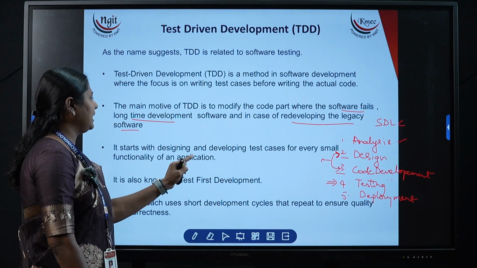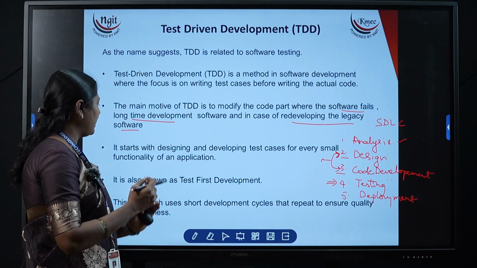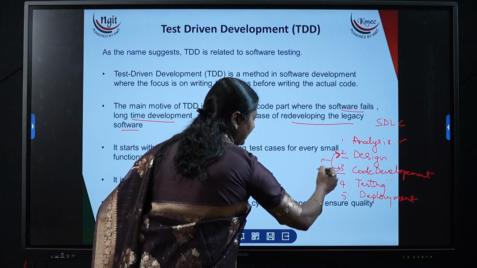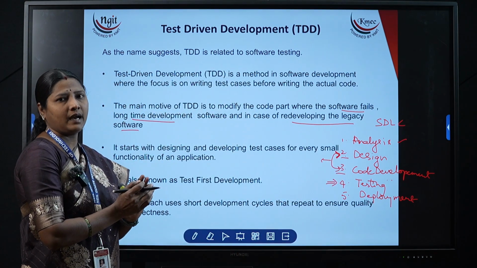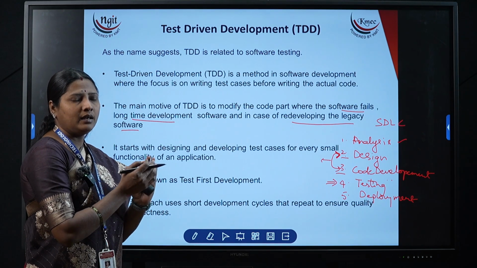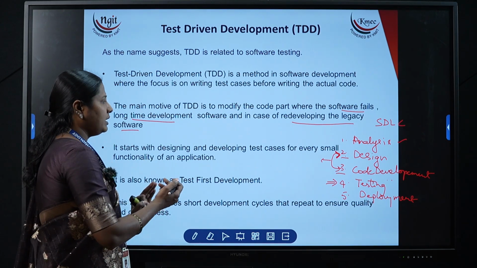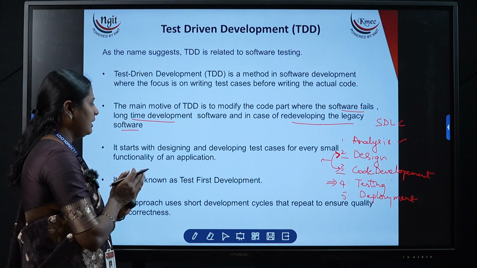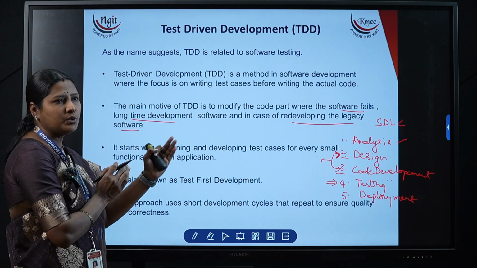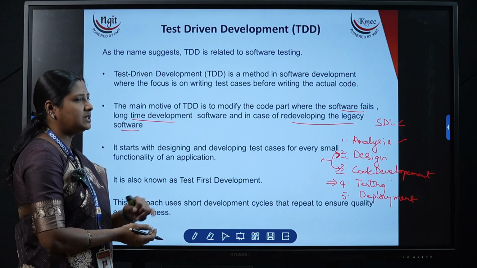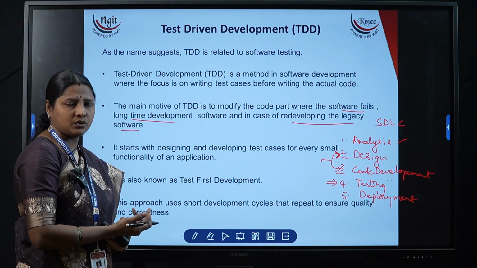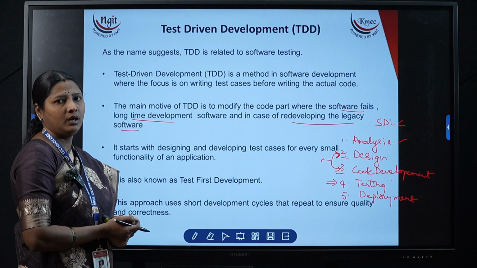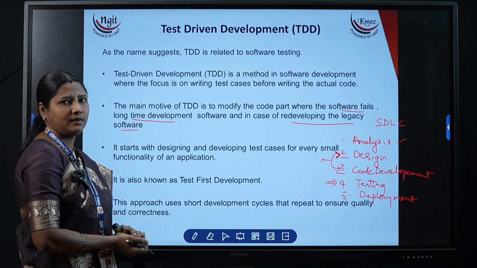So it starts with designing and developing the test cases for every small functionality of an application. As we know, once we start developing the application, each and every small functionality is individually designed and individually coded. The code defined for each and every module, we are going to test individually. That is nothing but known as test-first development. So before writing the actual code, for each small functional design, we apply this test-driven development.